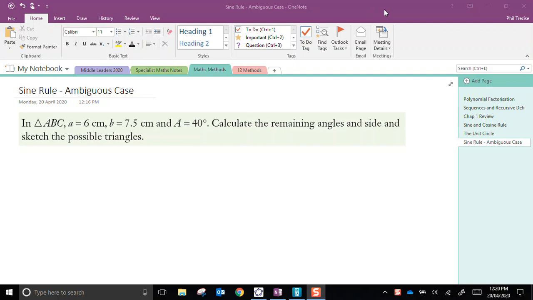Hi everyone. This video is going to be about applying the sine rule to solve a triangle, and this one will happen to be the ambiguous case, which seems to be the one that causes a bit of grief sometimes.